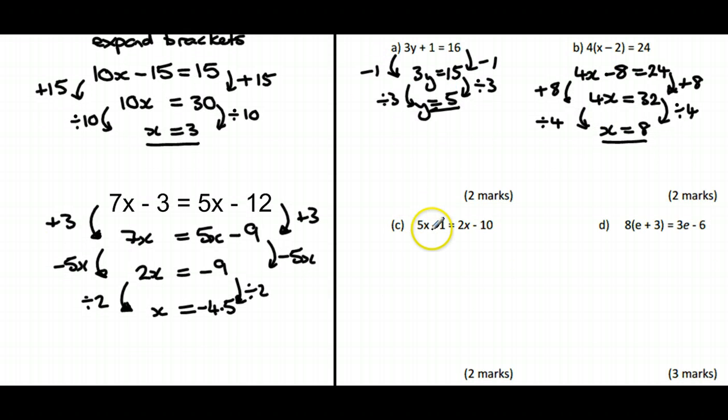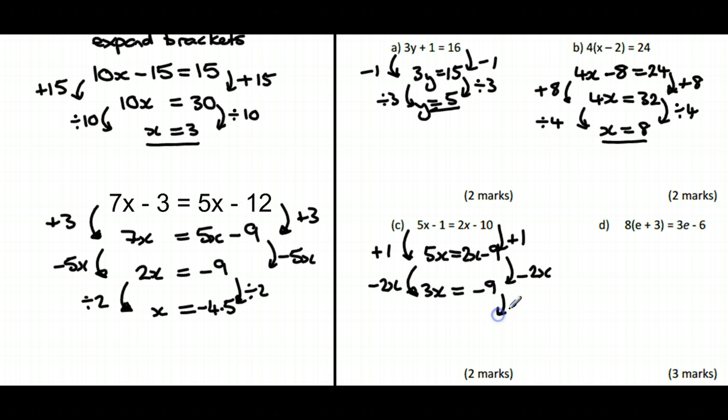We've now got some ones with unknowns on both sides. Two options again, could add on 1, could take away 2x. I'm going to add on 1. And we end up with 5x equals 2x minus 9. I'm then going to take away 2x, leaving me with 3x equals minus 9, and divide by 3, which gives me minus 3.